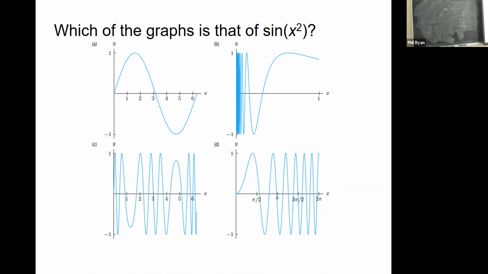Okay, now what's happening in B? Is it speeding up or slowing down? It's slowing right down. But what's the derivative of sine of x squared? It's 2x times cosine of x squared. So what's happening to 2x times cosine of something? So we've got 2x times a cosine. So is it slowing down or speeding up?